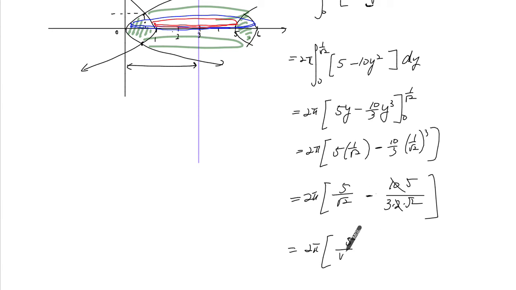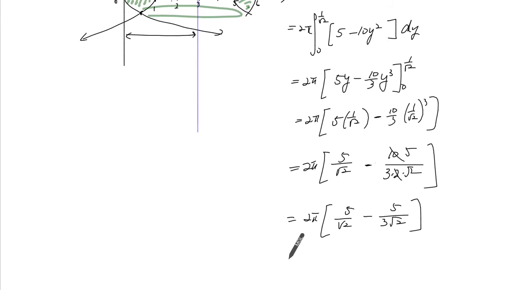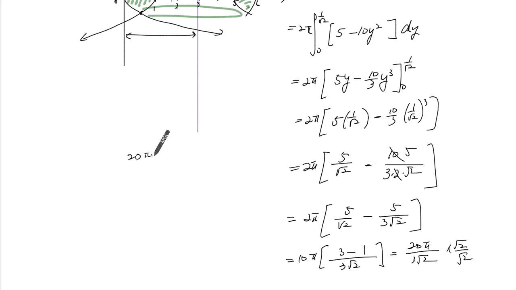So we have 5 over root 2 minus 5 over 3 root 2. You can factor out the 5 to get 10 out here, and you have 3 minus 1 over 3 root 2. So that's 2, so it's going to give you 20 pi over 3 root 2. If you want to rationalize the denominator, we can multiply the top and bottom by root 2. And you get 20 pi root 2 over 3 times 2, reduced to get 10 root 2 pi over 3 for the volume.